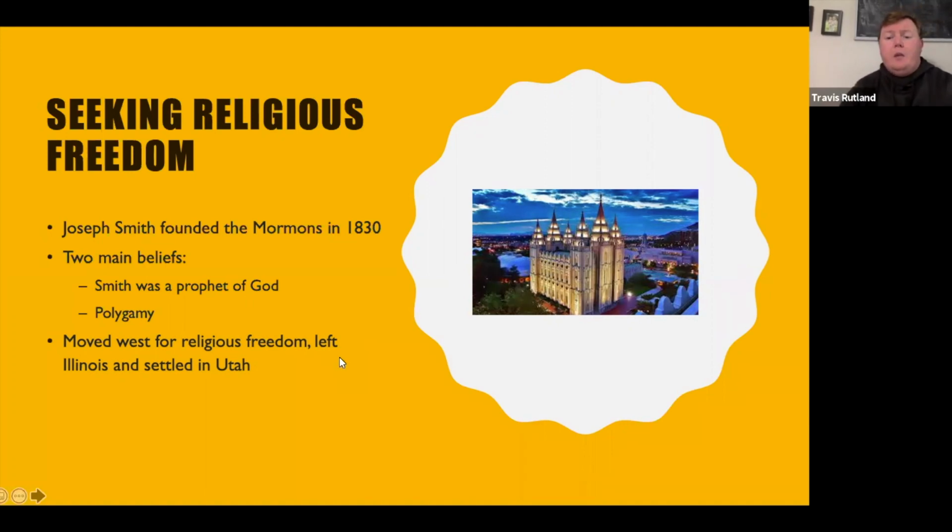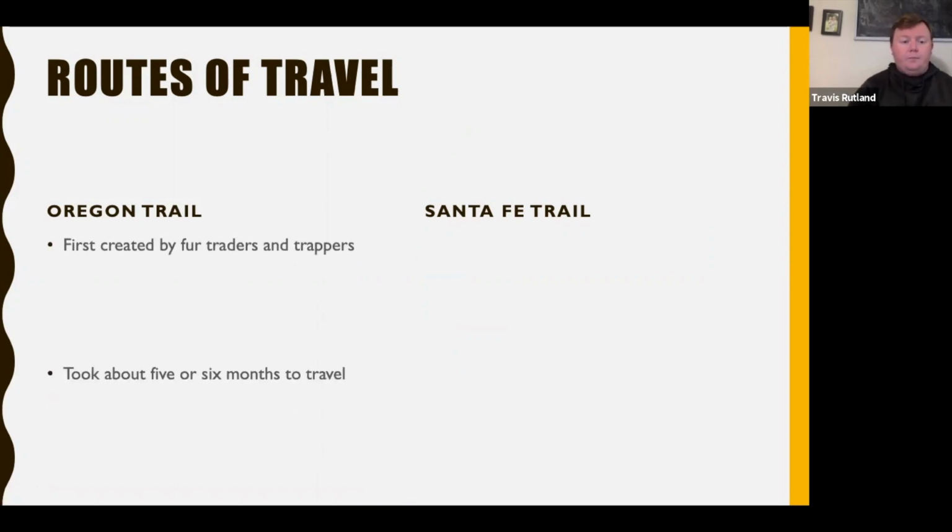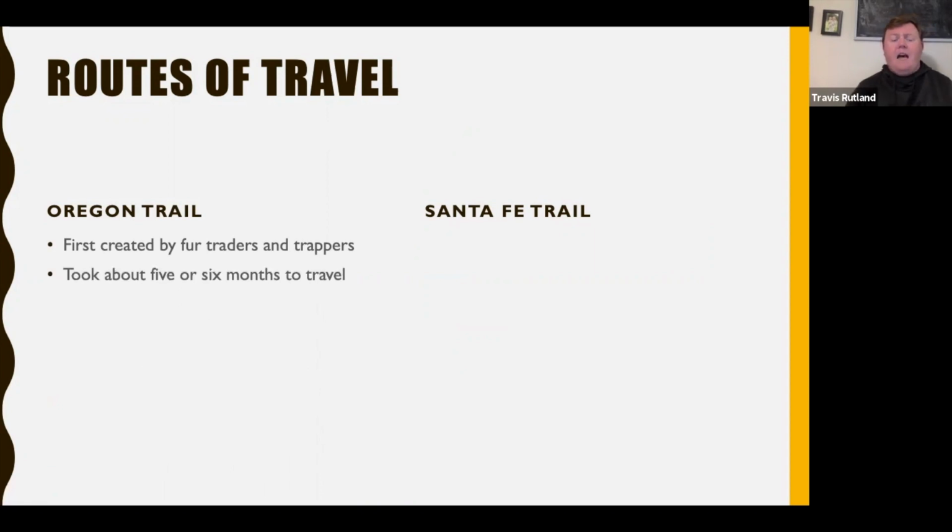Okay, so we have fur traders looking to make money, and we also have the Mormons who are seeking religious freedom. Okay, now I told you we were going to look at two main trails. We're going to look at the Oregon Trail and the Santa Fe Trail and kind of what they mean for these people. All right, so the Oregon Trail was first created by fur traders and trappers. It took about 5 to 6 months to travel. Okay. It began in Missouri.